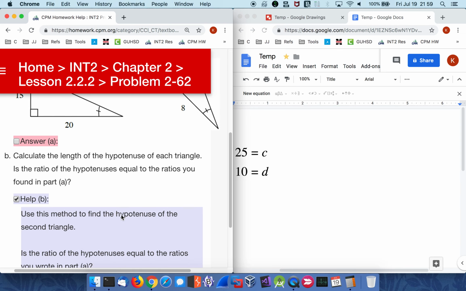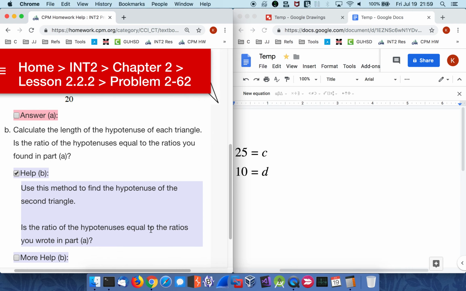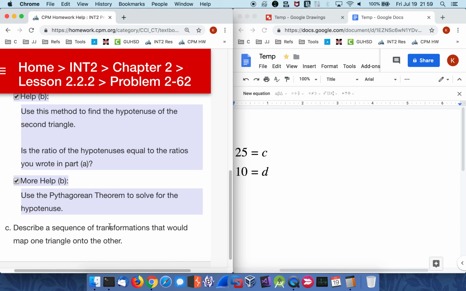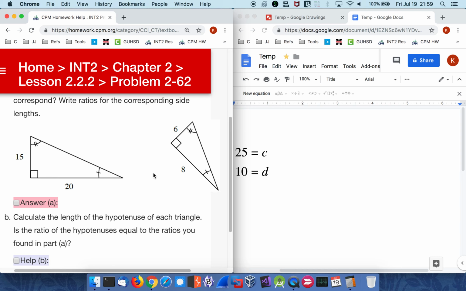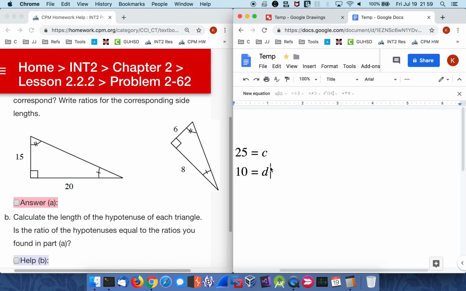Let's see what their help says. Use this method to find the hypotenuse of the second triangle. Oh, well. Use the Pythagorean theorem to solve. Okay, well, we used the Pythagorean theorem for both, but I guess they're saying that once we had calculated this hypotenuse, we could have just used the ratio to get the hypotenuse for this one. So how would we have done that? If we knew that this hypotenuse was 25, and we knew that that was 2.5 times bigger than this one, we would say that d equals 2.5 times the size of this one, which we said was 25?